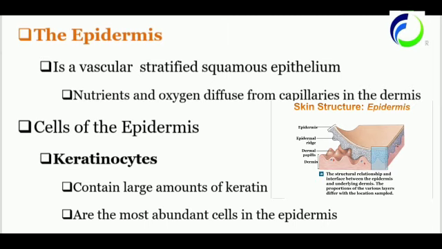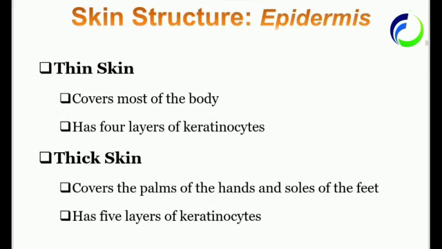The term squamous refers to scale-like cells. The epidermis does not contain any blood vessels, nerve cells or connective tissue. It also has keratinocytes. Keratinocytes are cells that produce keratin, an extremely fibrous, strong protein, and these are the most abundant cells in the epidermis.